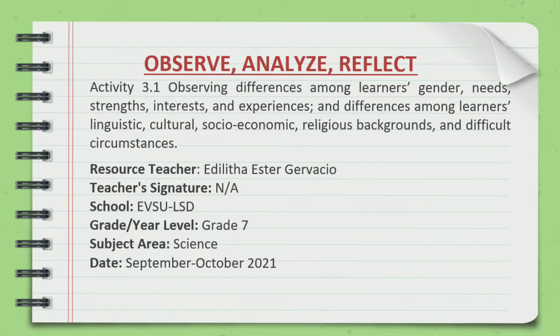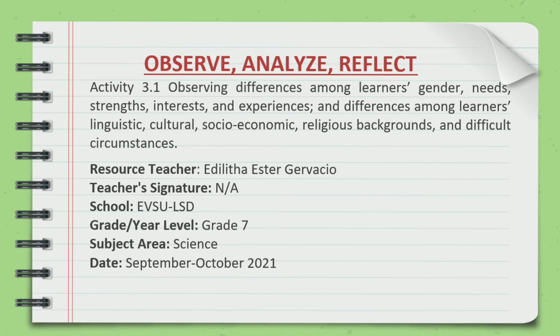So for Activity 3.1, this is all about observing differences among learners' gender, needs, strengths, interests, and experiences, and differences among learners' linguistic, cultural, socioeconomic, religious backgrounds, and difficult circumstances. So our task here is to make an observation report based on the following guidelines stated on the book.